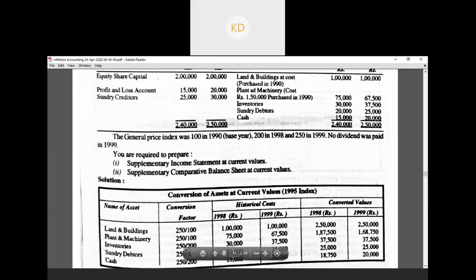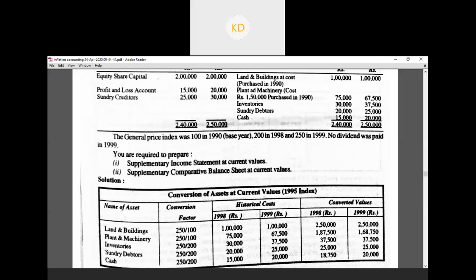But the inventories are not from 1990. They are from 1998, this year's inventories. So you will use the price index of 1998, the current opening balance index. Debtors also are this year's details, so 250 divided by 200, that is the current year's price index. The last one, cash, is also of this year, it is not 1990 cash value. So 250 divided by 200.